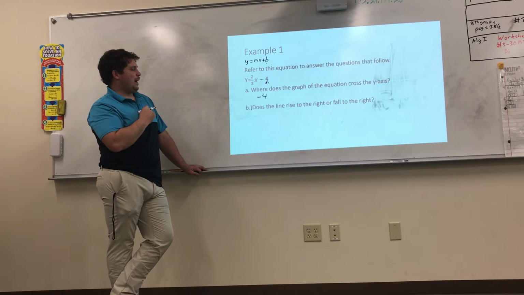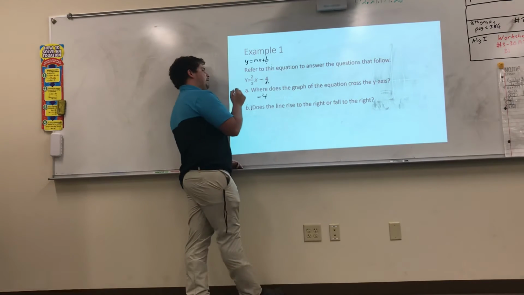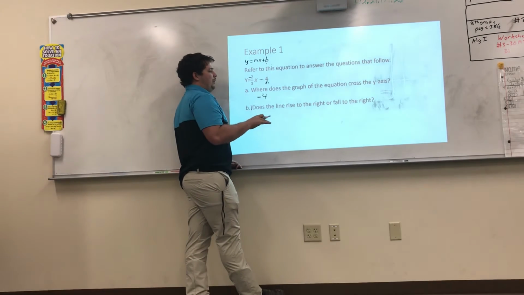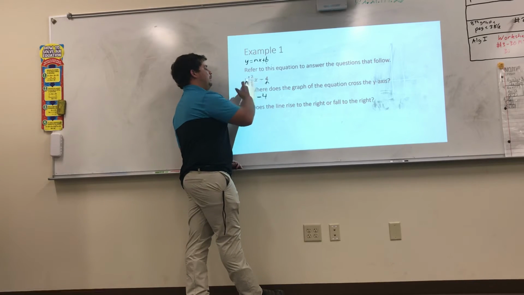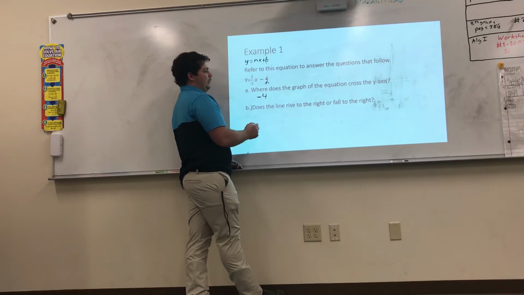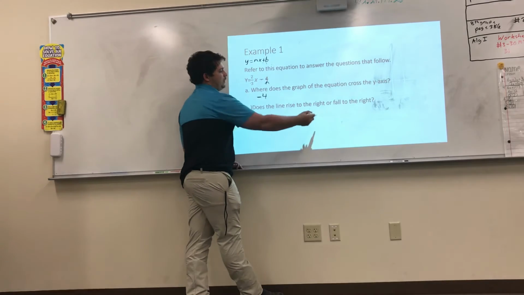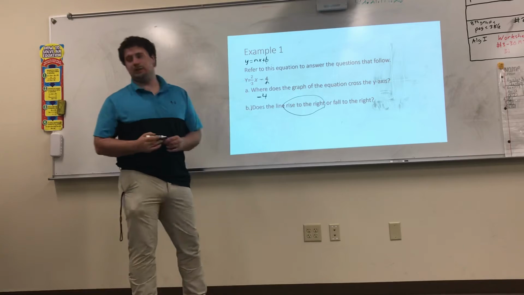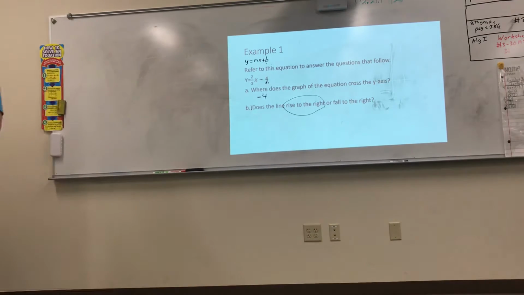Does the line rise to the right or fall to the right? We're going to have to look at our slope. If our slope is negative, we are going to fall as we go to the right. If it is positive like it is here, we are going to rise to the right. So there's your answer for that one.